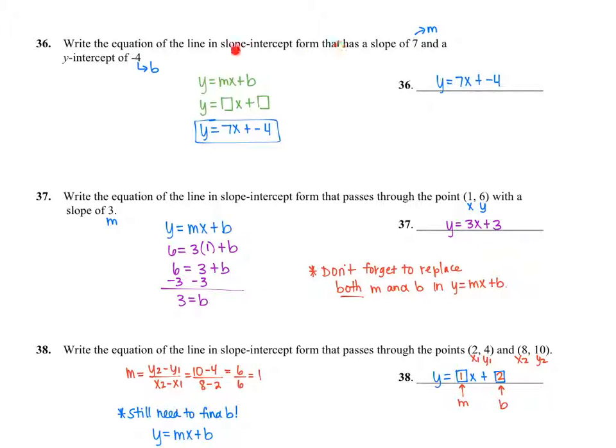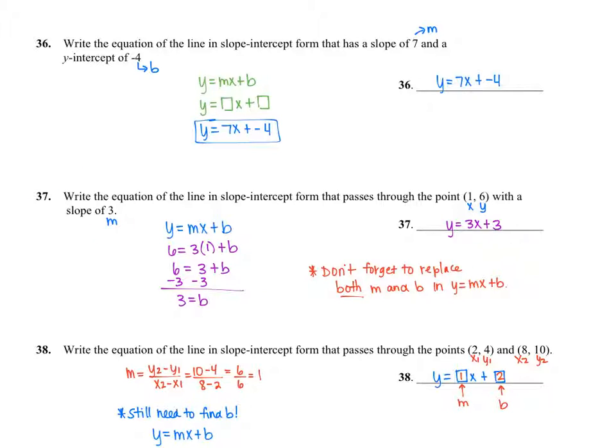Writing the equation in slope-intercept form, your goal is to find m and find b and put them into this formula. So you need to know both m and b. And in this case, they tell you the slope, which is m, so that can take the place of this box, and they tell you the y-intercept, which is negative 4. So this one, they give you all your information. You just plug it in, y equals 7x plus negative 4.